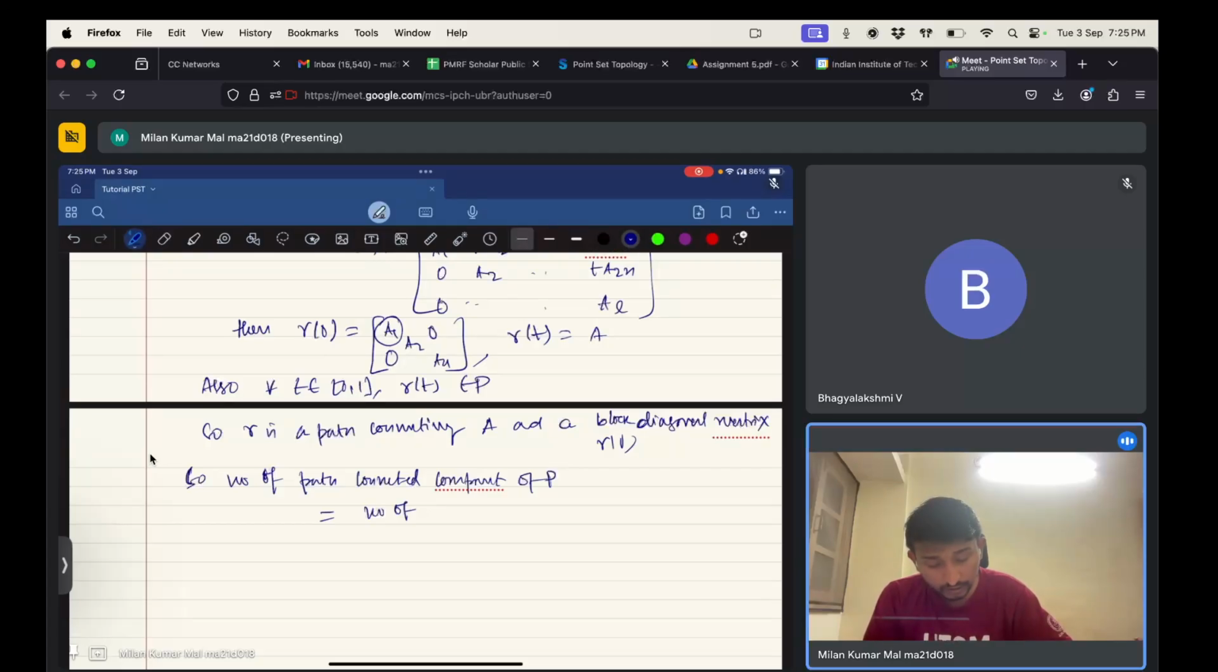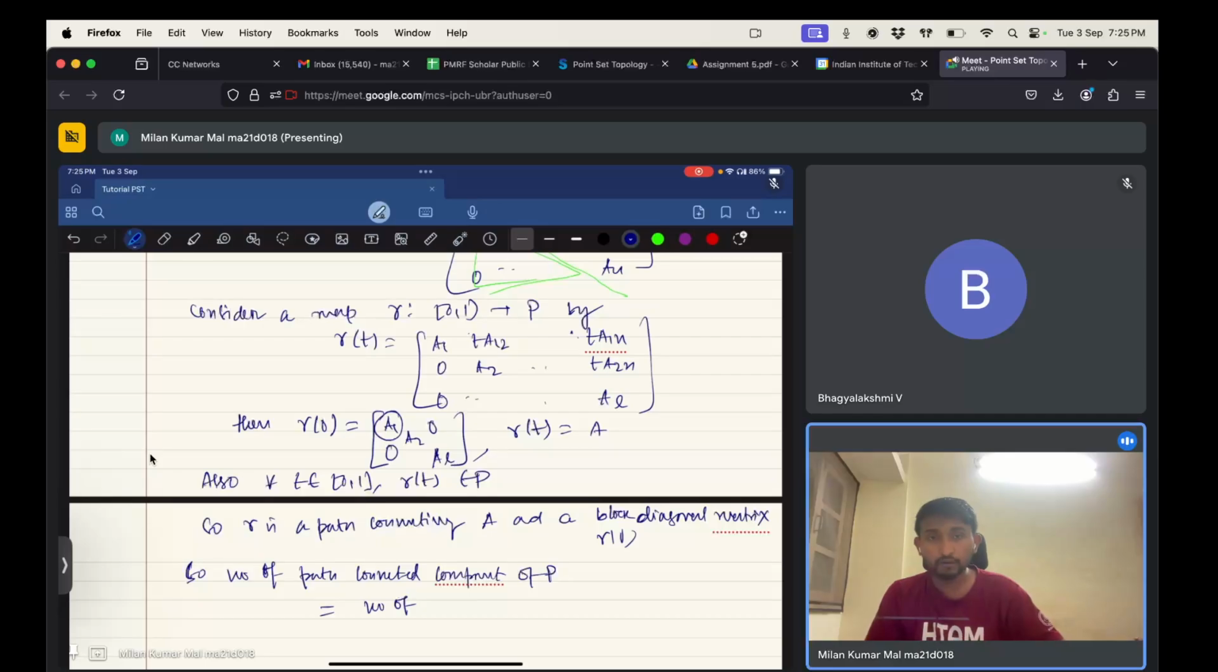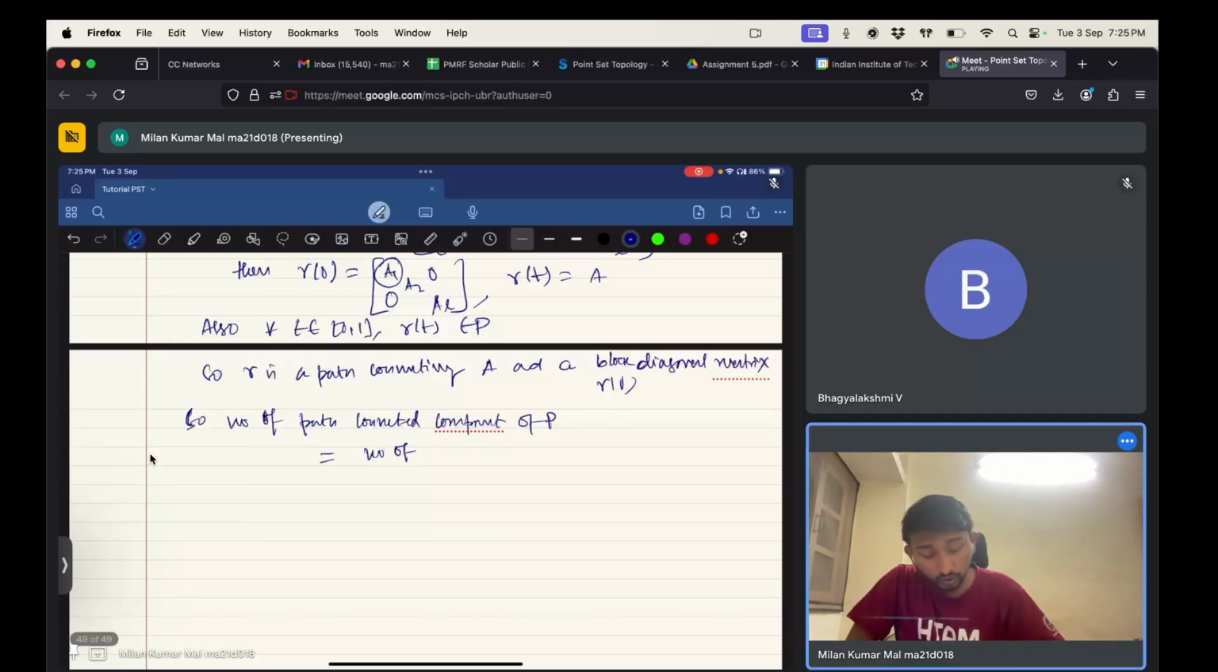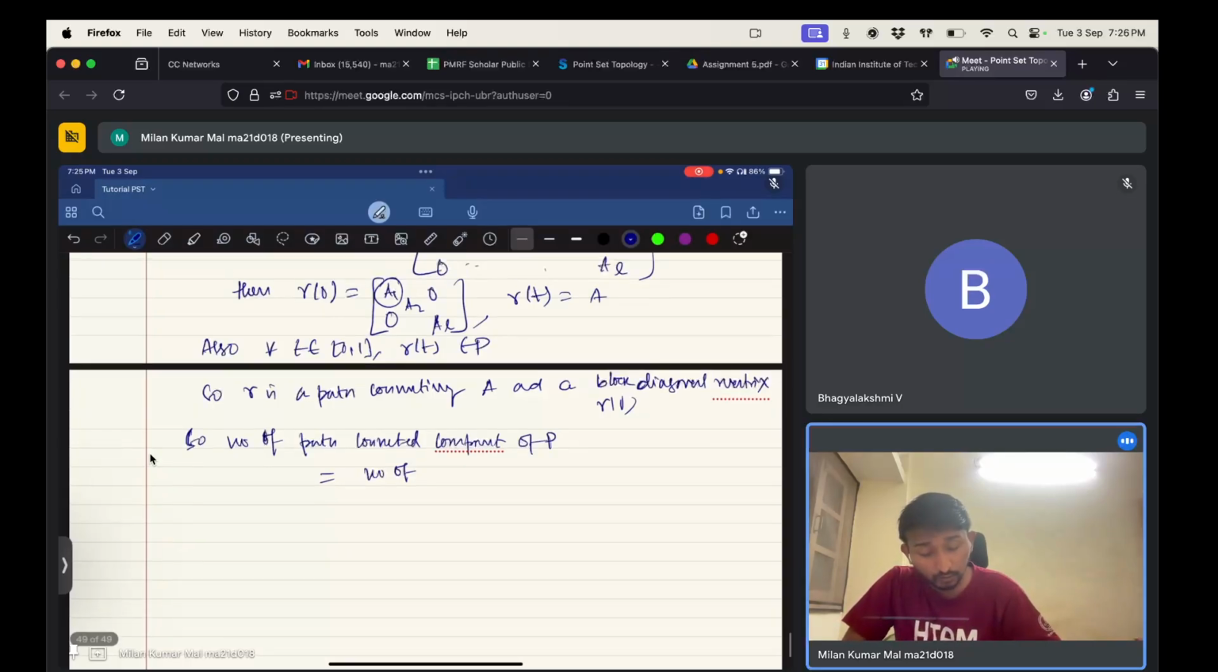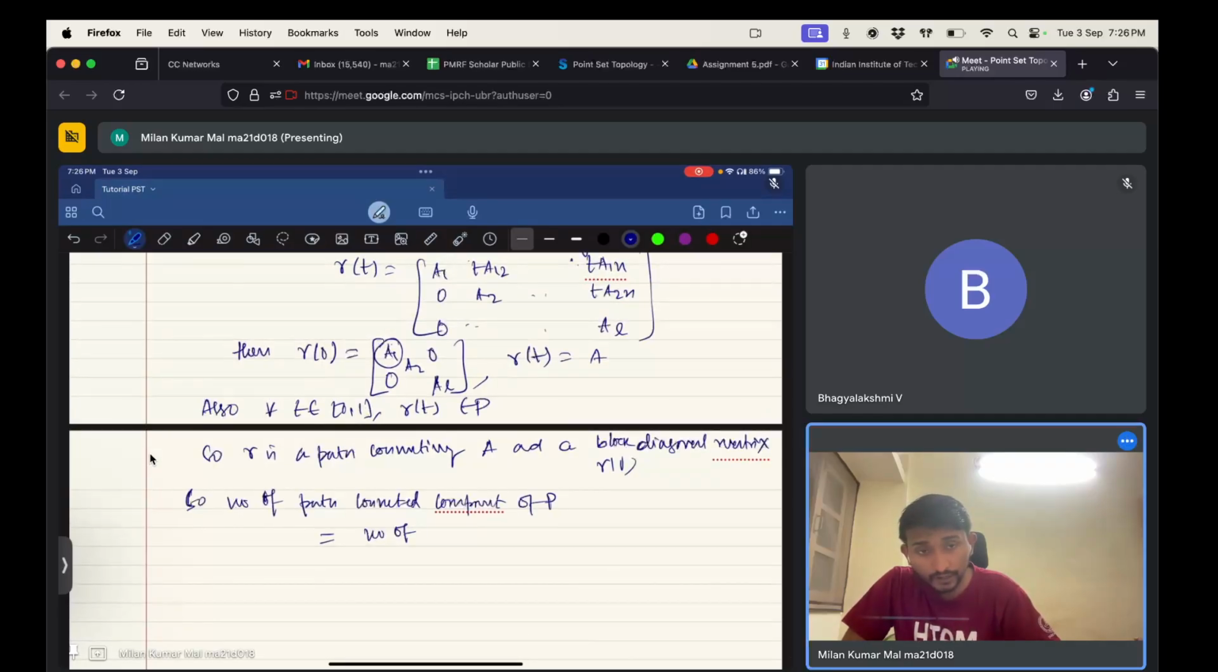Okay, so here there are L number of block diagonal matrices. So what I just want to say is how the number of path connected components of P can be counted. Each A_i comes from GL_{n_i}, right? I can write the first one as A1 with all other elements 0, the second one as A2 with all other elements 0, in this way.